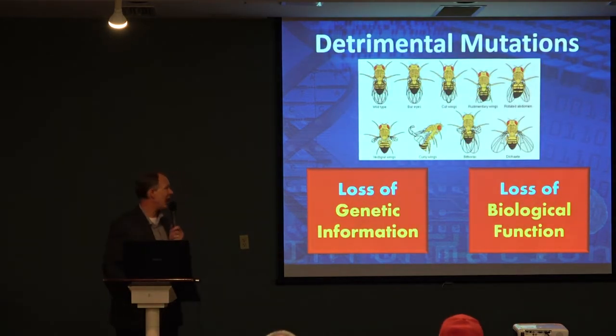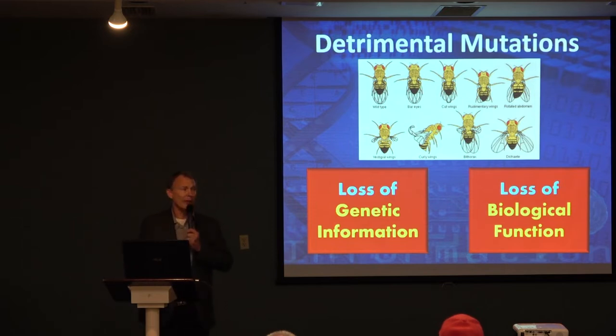And the first one that we're going to look at is what's called detrimental mutations. This is by far the most common form of mutation in all the DNA. They result in both a loss of genetic information, a deletion mutation, if you will, and a loss of biological function. And most end in disease or death. Diabetes, cancers, muscular dystrophy, all of those are examples of deletion or detrimental mutations. And this has been demonstrated in the lab with the common fruit fly.